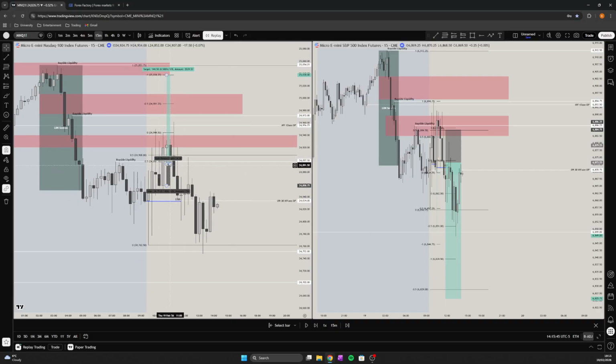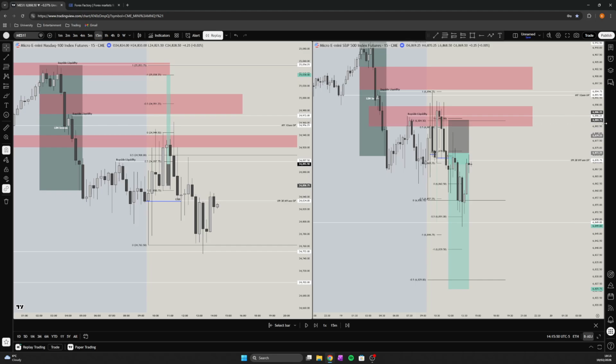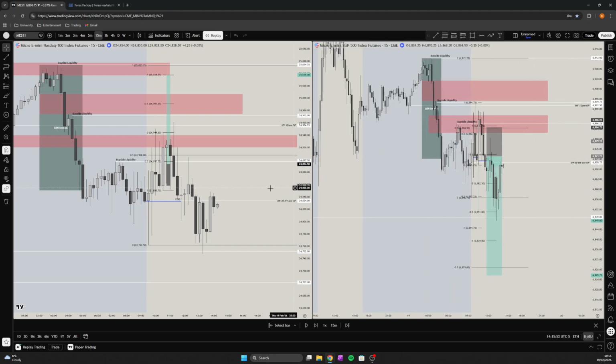This is just a headache, man. It just looks like a barcode. Look at all these wicks. This is just disgusting. Awful price action.